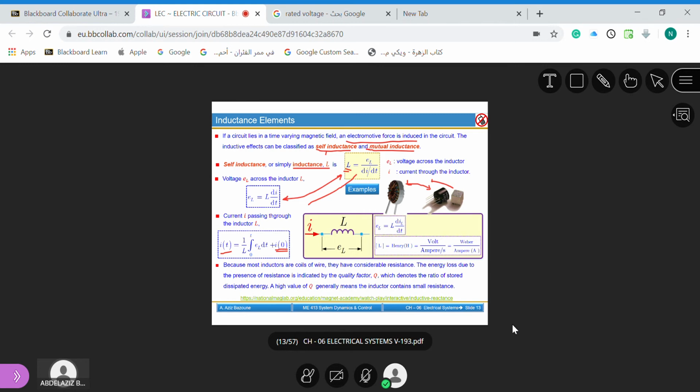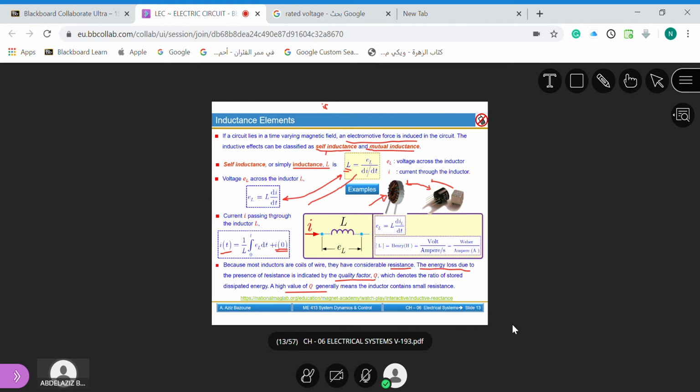We are also dealing with an ideal inductor, so it has no resistance effect and no capacitance effect. Because most inductors are coils of wire, they have considerable resistance. In fact, as you can see, the wire here is wrapped around. So the energy loss due to the presence of resistance is indicated by the quality factor Q, which denotes the ratio of stored to dissipated energy. A high value of Q generally means the inductor contains small resistance.